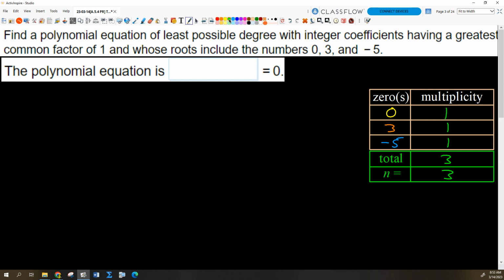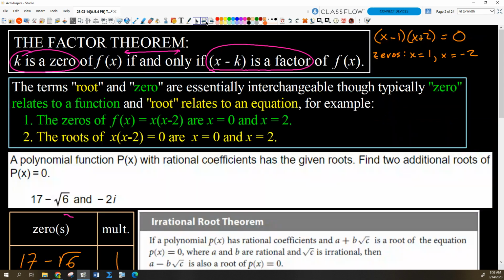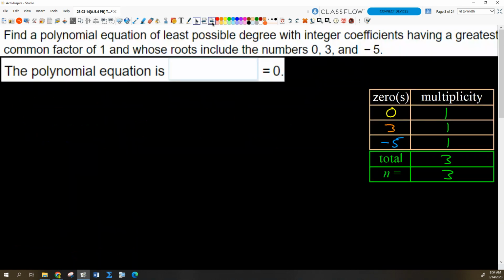How could I build that polynomial? And this goes back to that factor theorem we were just talking about on the last page. If k is a zero, or just k is some number, then x minus k is the factor that goes with that zero. Okay, so then if x equals 0 is a zero, what's the factor that goes with that? What about 3? If 3 is a zero, what's the factor that goes with 3?